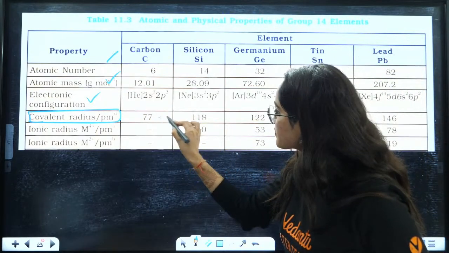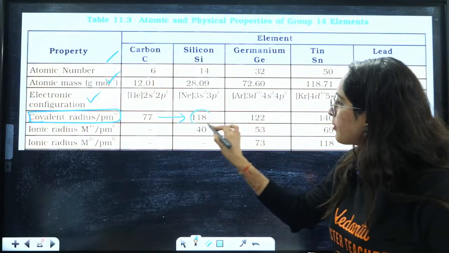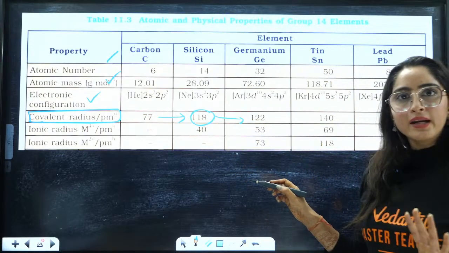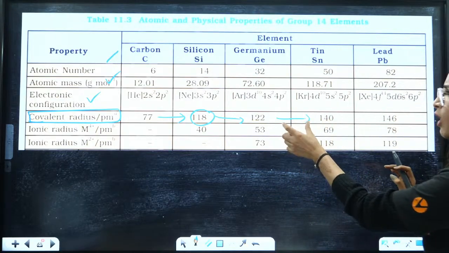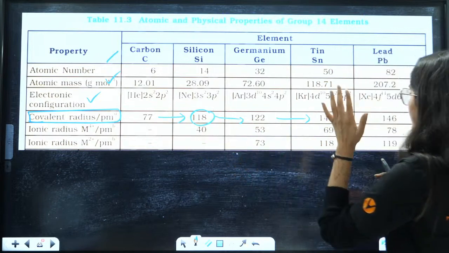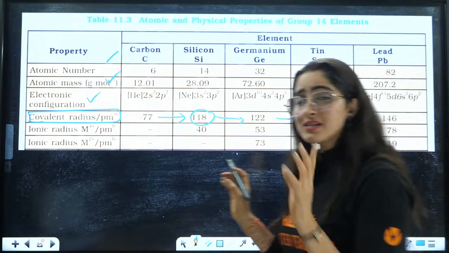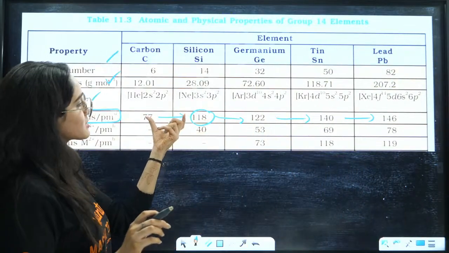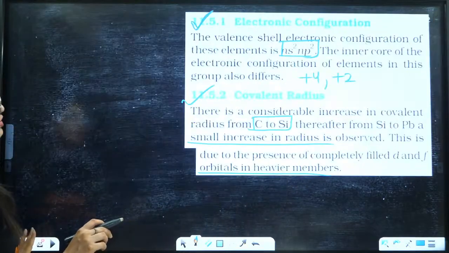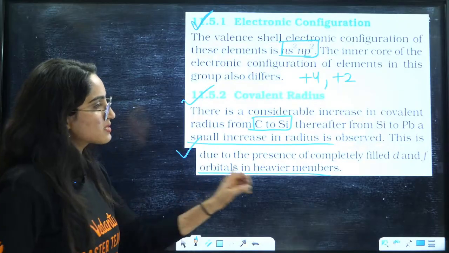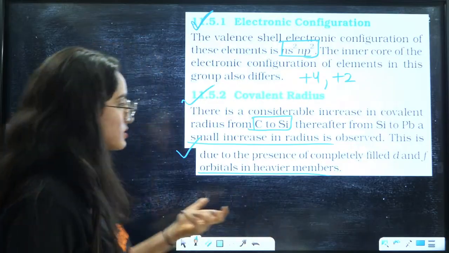So here you can see from 77 to 118, right? That is a large increase. If you talk about from 118 to 112, it's just an increase of 4 points. Here also it's a considerably small increase as compared to from 70 to 120. Again, there is an increase of 6 points only. So that means from carbon to silicon, there is a large increase. After this, there is a small increase, right? Okay, so let us confirm that this is due to the presence of d and f electrons, the poor shielding effect of d and f electrons.